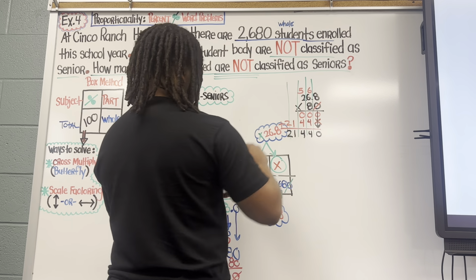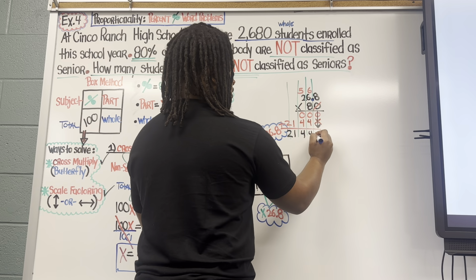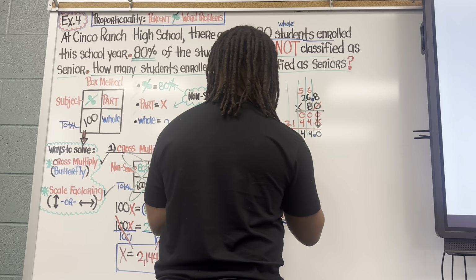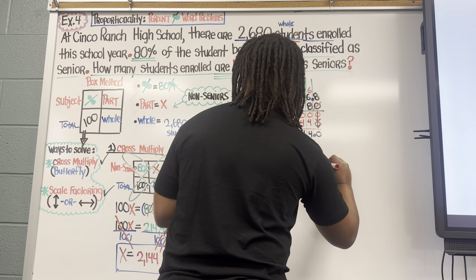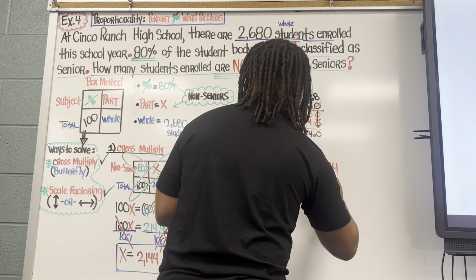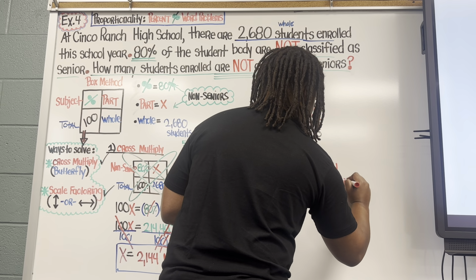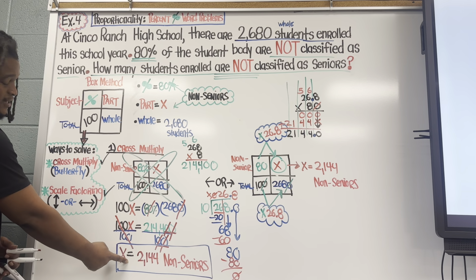Oh, but then I have a decimal right there. I'm sorry. I had one place value behind the decimal, so I have to have one place value behind the decimal right there. And then my answer is 2,144, which is the same as this answer over here, as you can see, guys.